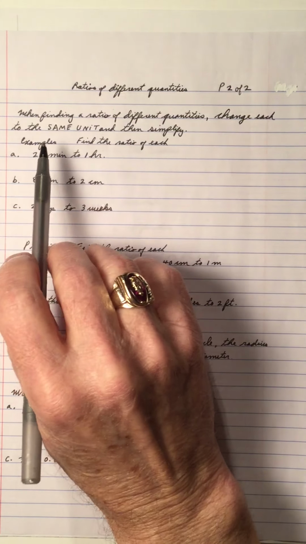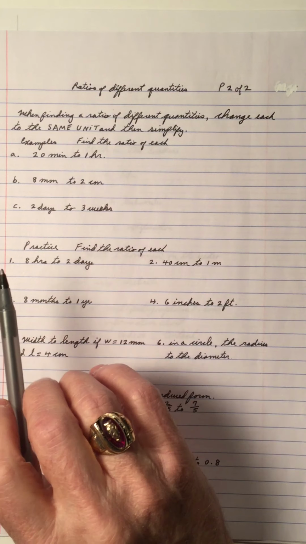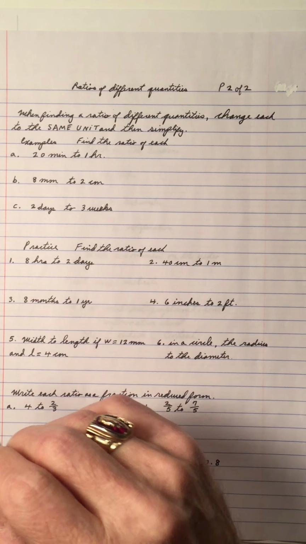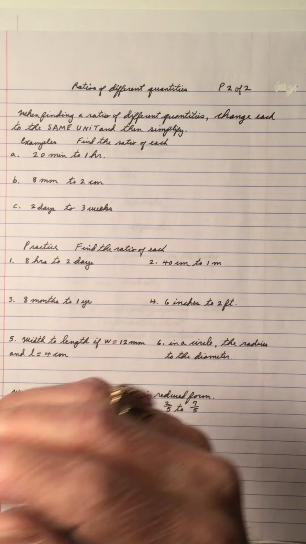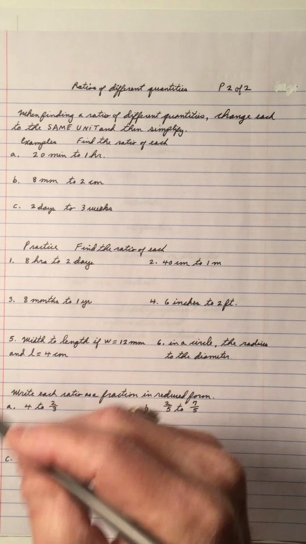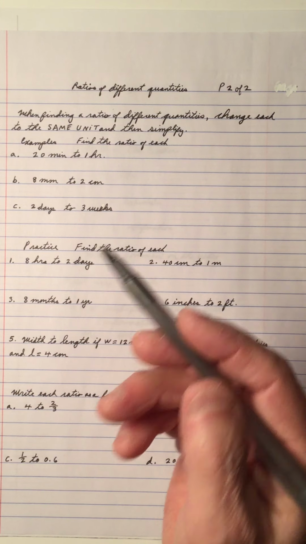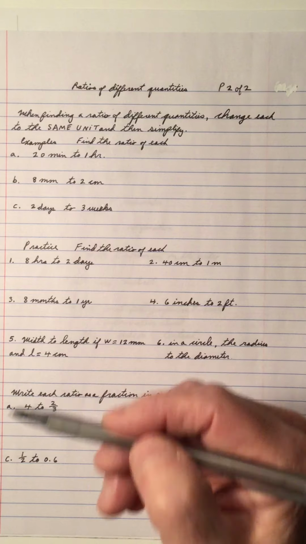Ratios of different quantities. When finding a ratio of different quantities, change each to the same unit and then simplify. In other words, if you have centimeters and millimeters, make them all centimeters or all millimeters. If you have grams and kilograms, have all kilograms or all grams. Do have the same unit.